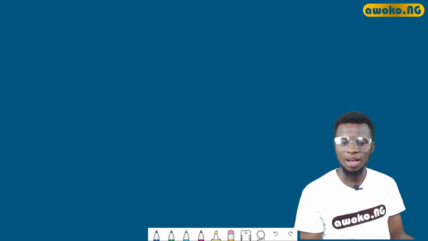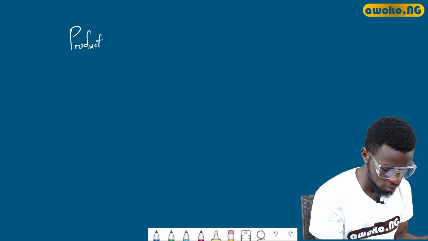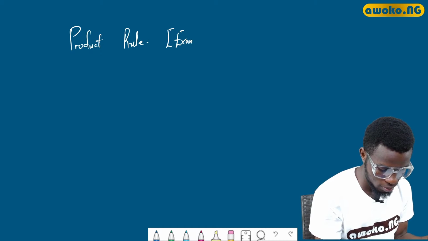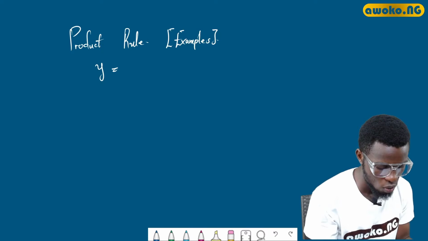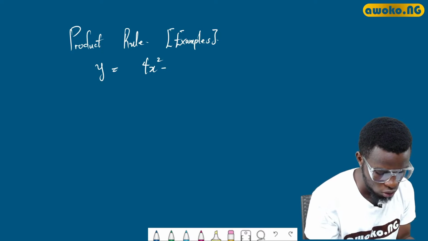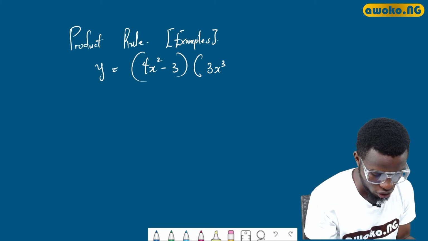Let us consider some examples using the product rule. We have the product rule examples. If we have the function y equals (4x^2 - 3)(3x^3 + 5x).